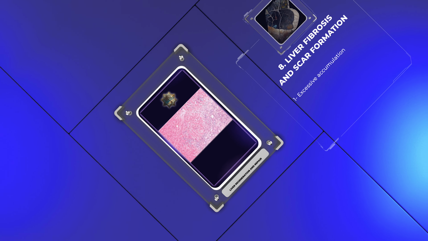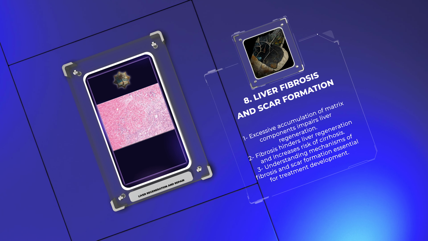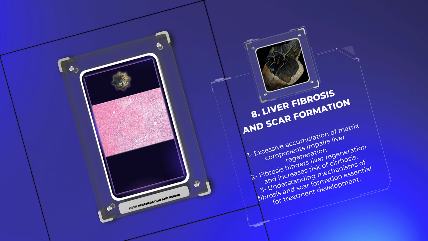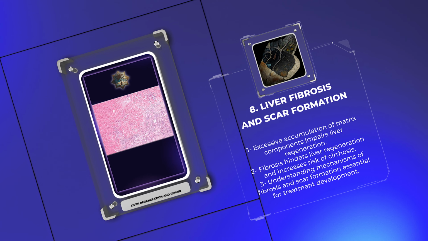Liver regeneration can be impaired by excessive accumulation of matrix components, causing liver fibrosis and scar formation. Fibrosis is the excessive production and deposition of collagen, hindering liver regeneration and increasing the risk of cirrhosis. Understanding these mechanisms is essential for treatment development.